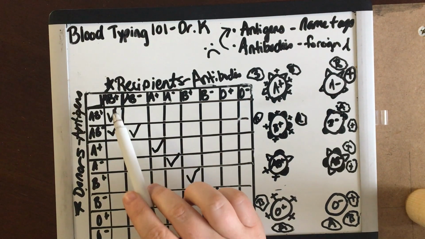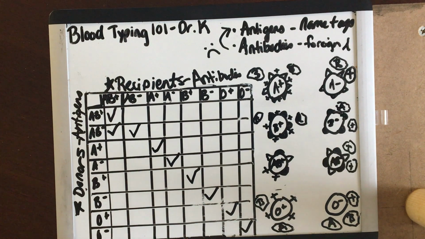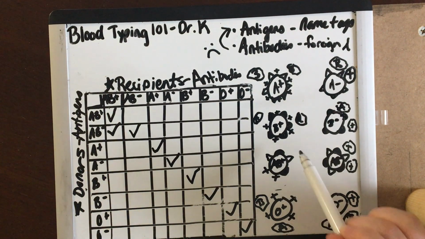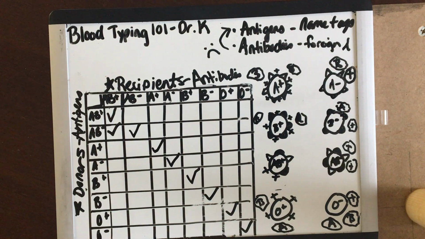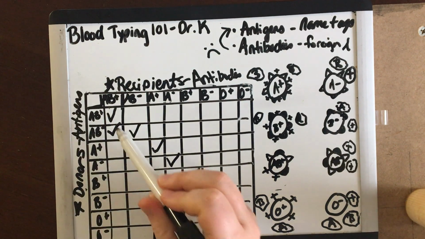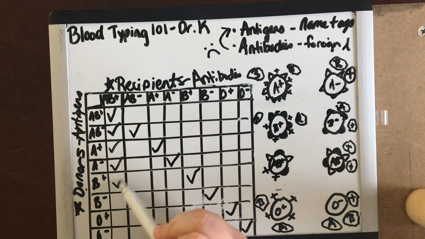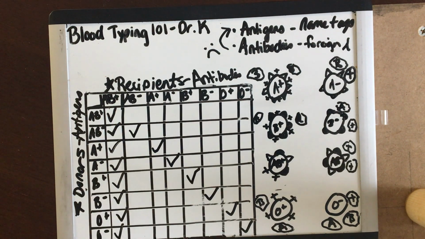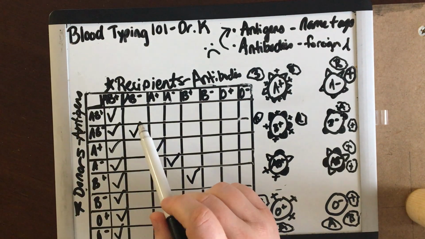You'll notice AB positive doesn't have any antibodies. It never will, okay? And so what that means is it'll never attack anything you put in it, ever. It won't attack any of these, okay? That's why you may have heard that AB positive is the universal recipient, okay? So there it is. So now you come down the next line, okay?